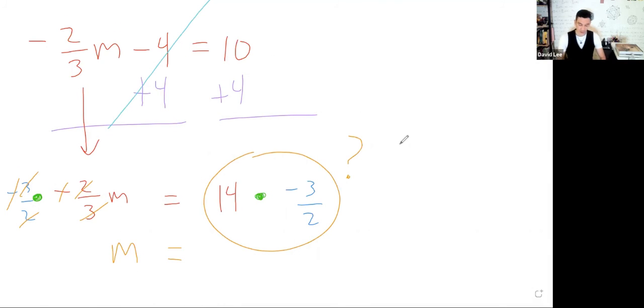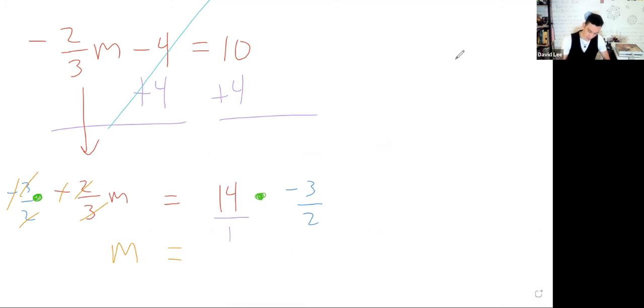How much is that? If you're allowed to use a calculator, you can just type it in, but let's pretend that you cannot use a calculator. With no calculators, here's what you would do. I would tell my students to put a 1 underneath the 14. Now this is multiplication, and it's a fraction multiplied with a fraction. And if you have fraction times fraction, just multiply the top numbers and then just multiply the bottom numbers. So here in the top, I have negative 3 times 14. So 14 times negative 3 is negative 42. And in the bottom, I have 1 times 2, which is 2.